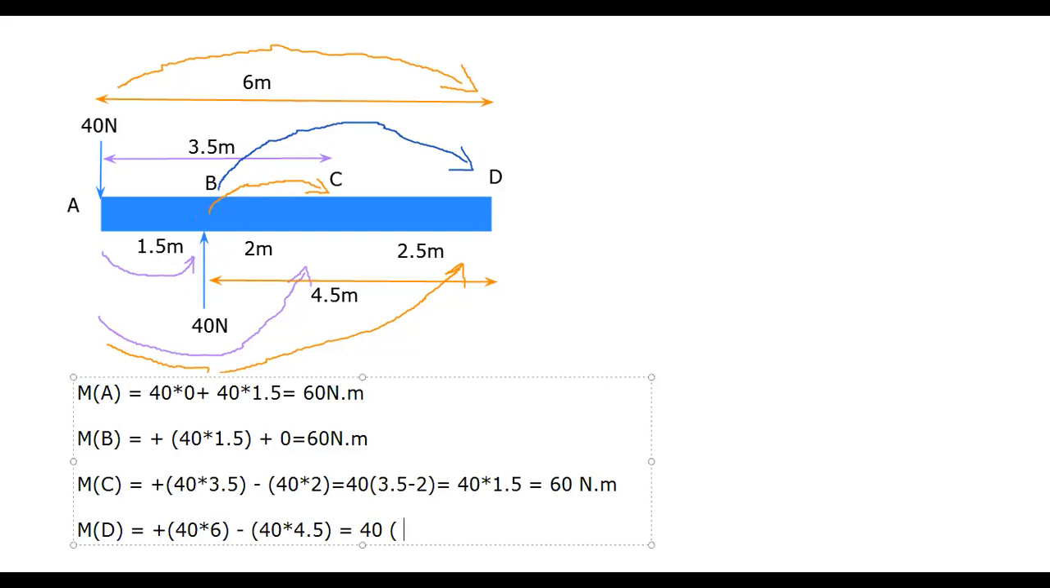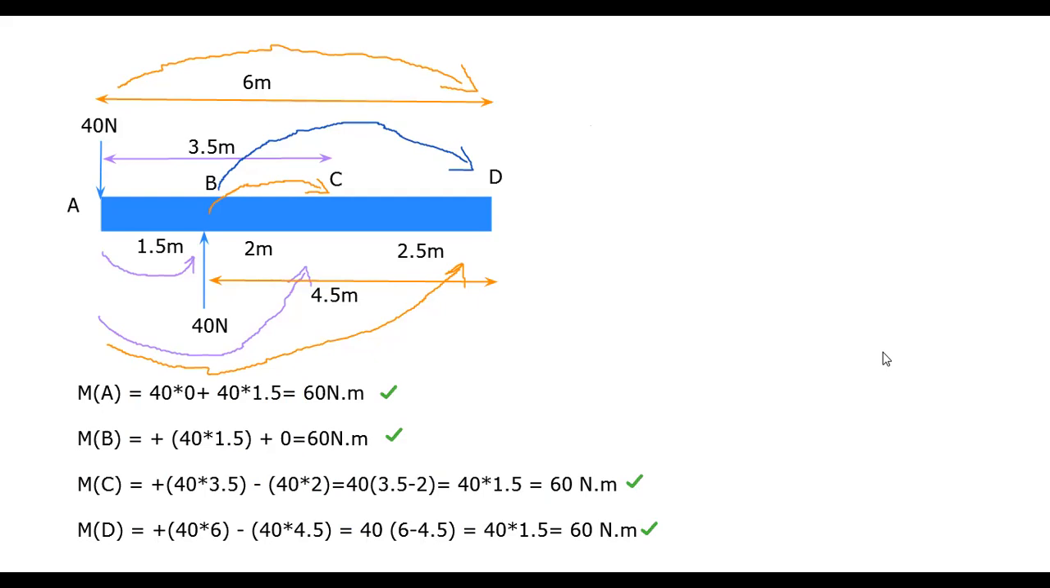Okay, so therefore 40 is taken common here. So 6 minus 4.5. Okay. So again, we are getting here 40 multiplied by 1.5 at the end and 60 Newton meter. So now at the end, we have proved here that our assumption, or what we can say, our characteristic of the couple moment was exactly right.